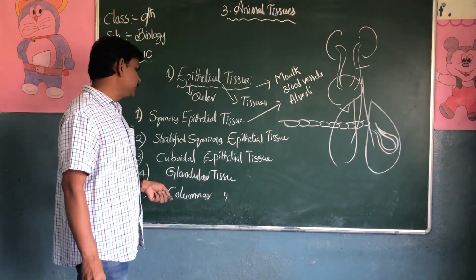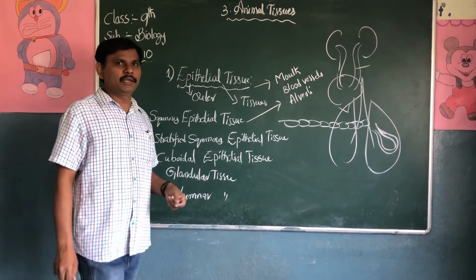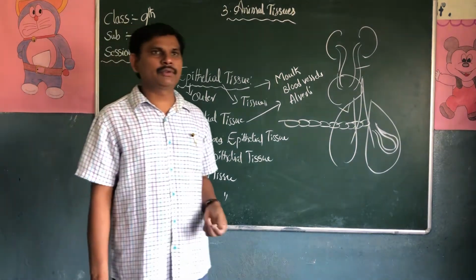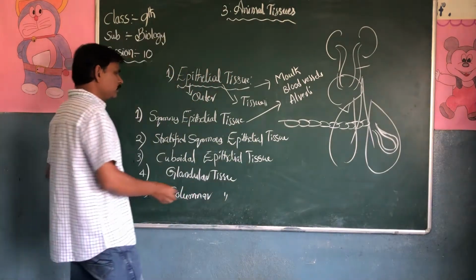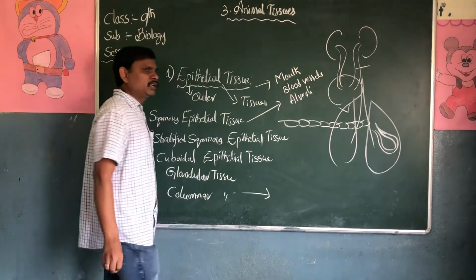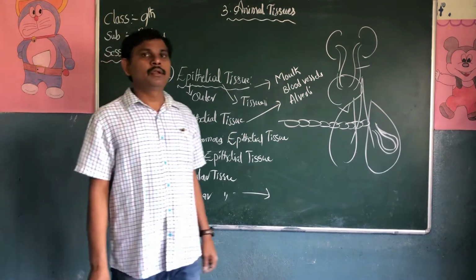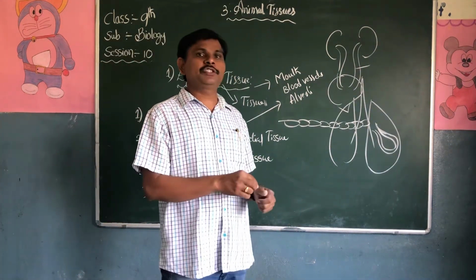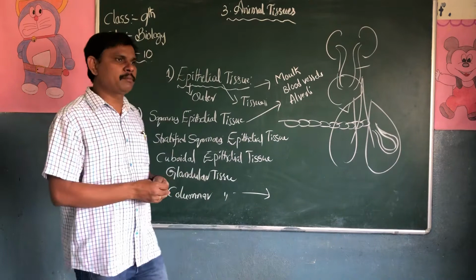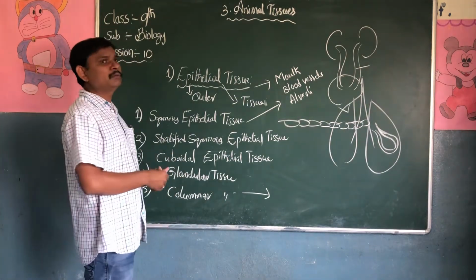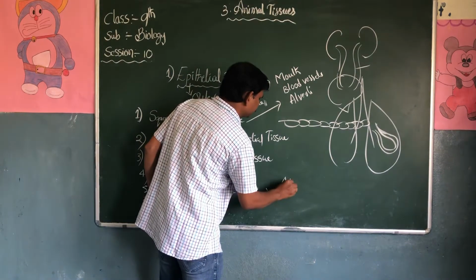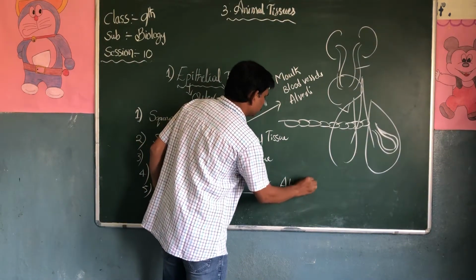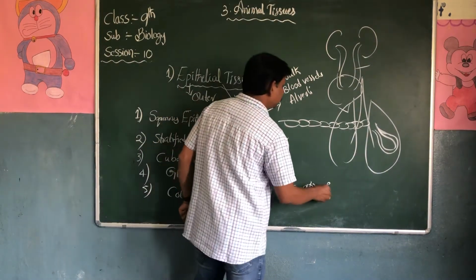The last one is columnar epithelial tissue. Columnar epithelial tissue is present where absorption and secretion take place in the body.